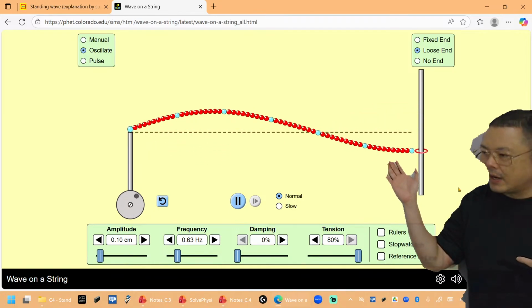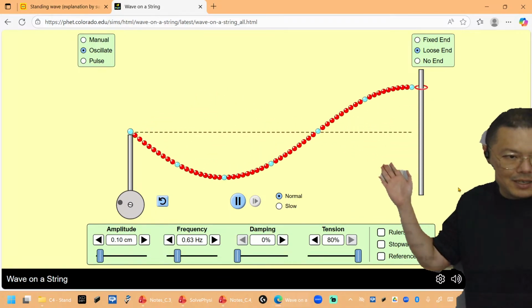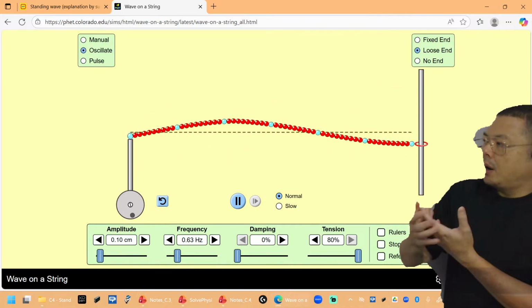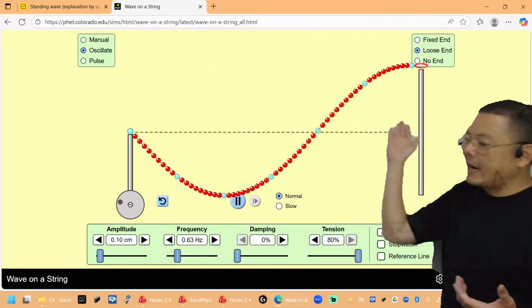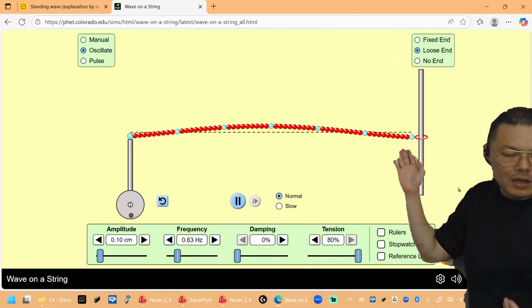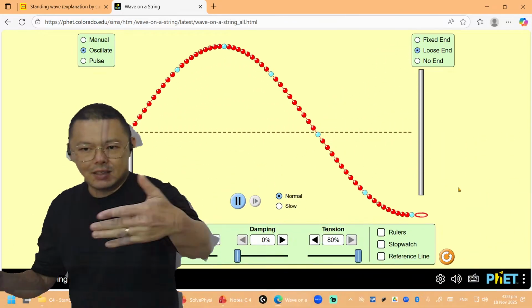So let's let the system run for a bit. Do you see 3/4 of a wave now? You do, right? Okay, good. So you've got to remember this. One end closed, one end open. The system goes in odd number quarters: 1/4, 3/4, 5/4. Right?